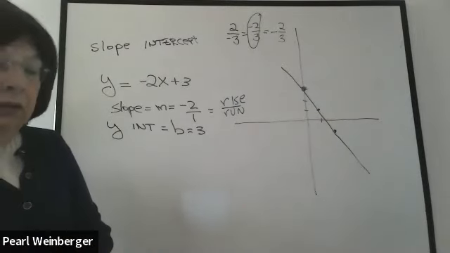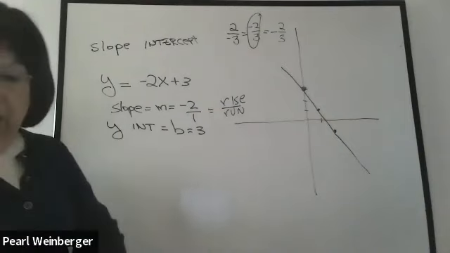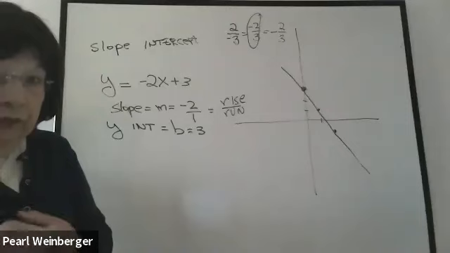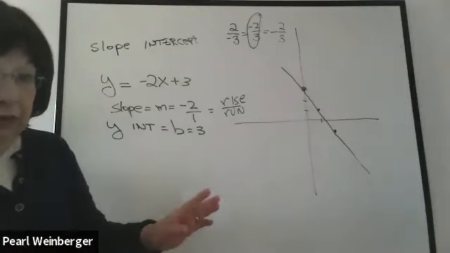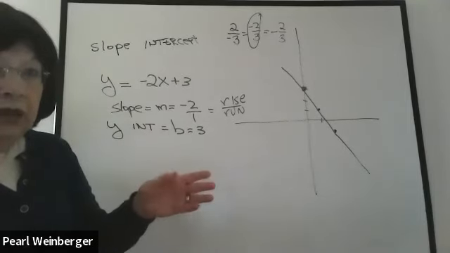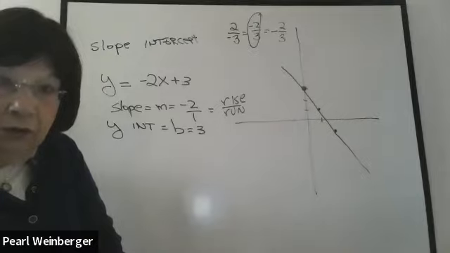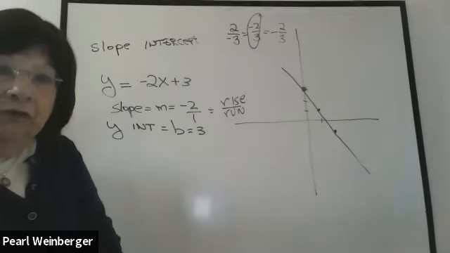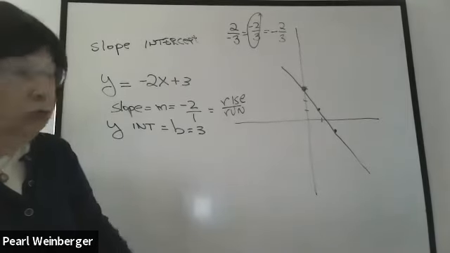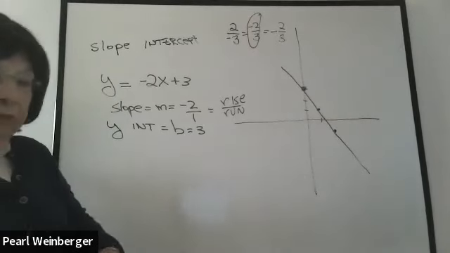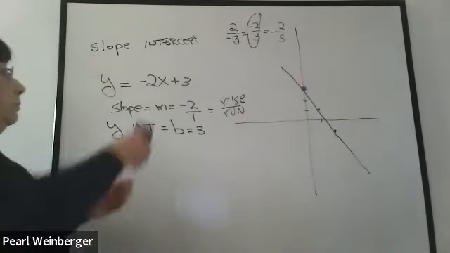Okay, so there are two other things I'd like to talk about today. There are two special lines that we haven't talked about. And number two, can we find the slope of a line if we don't know the equation of the line, but we just know 2 points? And I think that's what I'm going to start with first.